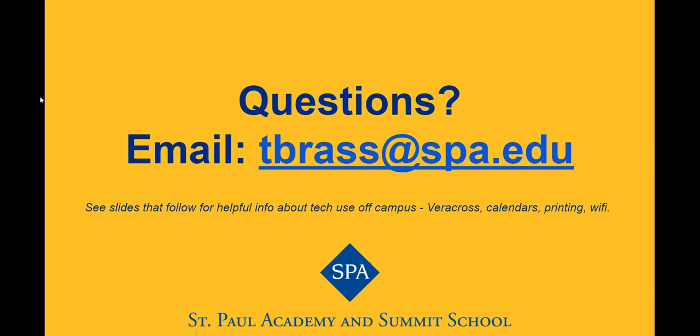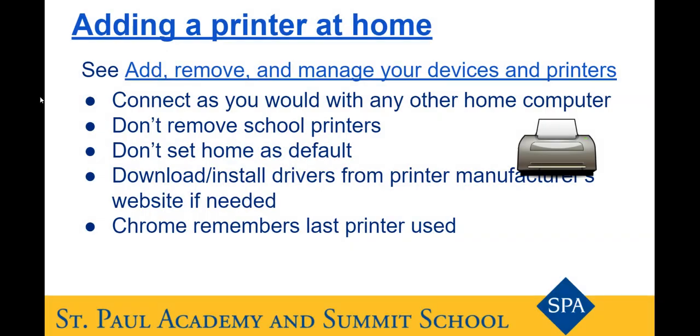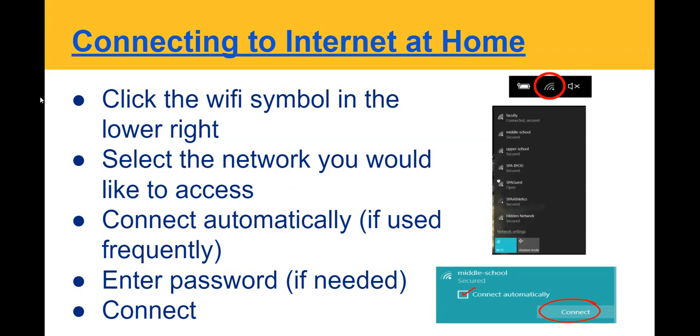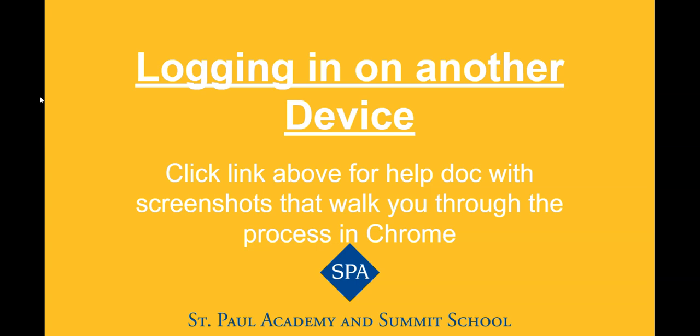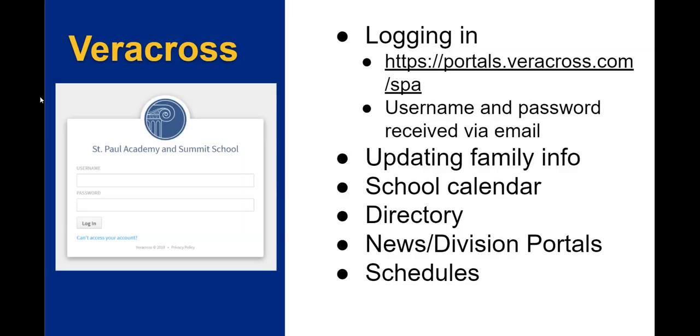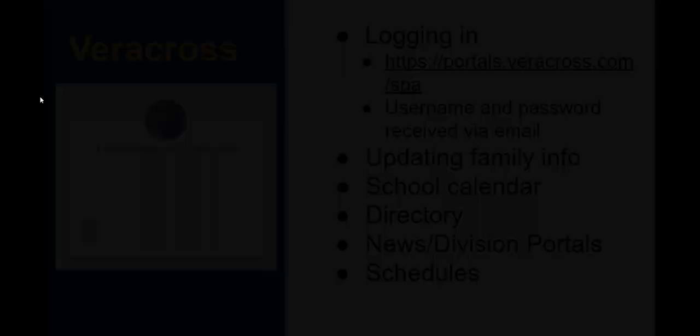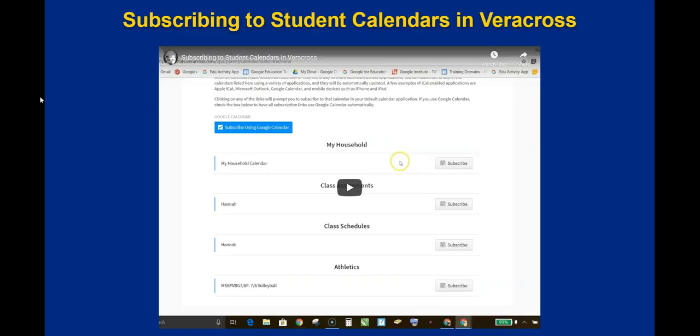You'll see once you look at this presentation that we do have a number of slides, and I'm just going to go through them super quickly just for your reference. These slides will tell you how to add a printer at home. Notice if there are things that are clickable, there's either a video or a Google Doc attached. Connecting to the internet at home, logging in on another device with a school account, accessing Veracross, subscribing to student calendars in Veracross so you know what your student schedule is. I found that really helpful when I'm scheduling things like an orthodontist or an eye doctor appointment.